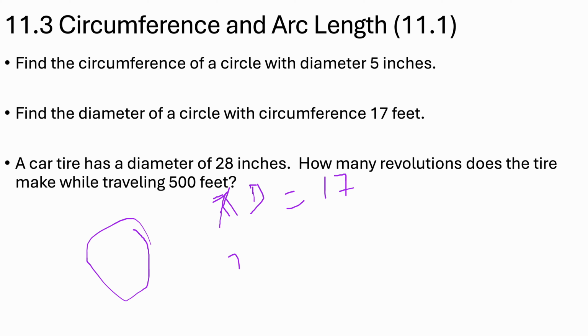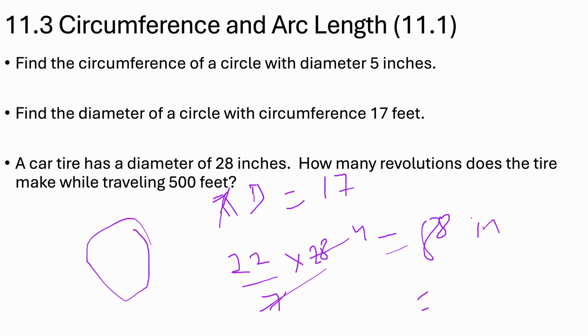So the circumference will be how much? 22 by 7 into d, and d is 28. So in one circle, it will cover 88 inches. And if you have to convert 88 inches to feet, 1 foot has 12 inches.